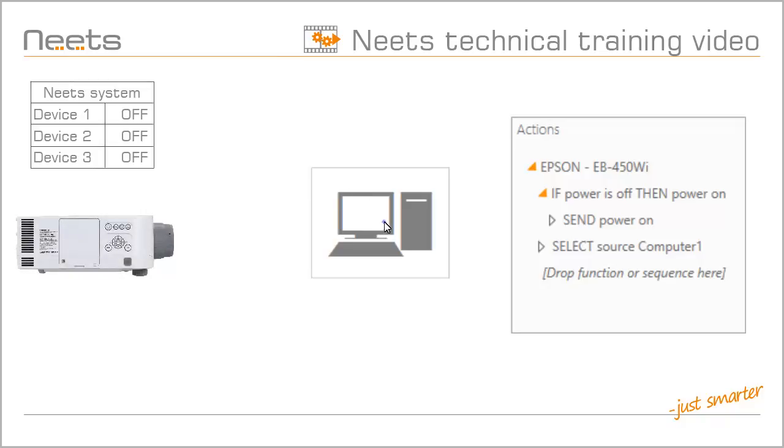When you press the source button, the function will check with the system if the device is powered off. In this case, it is, so it will send the power on sequence and wait until the device is powered up. Afterwards, it will send the source sequence. The second time you press the button, it will check again if the power is off. As the power is on, it will skip directly to the source sequence.